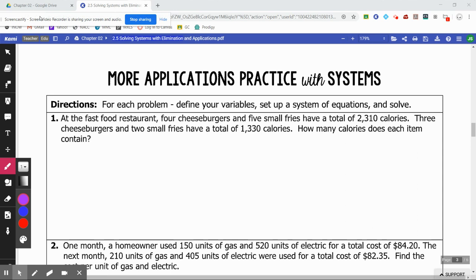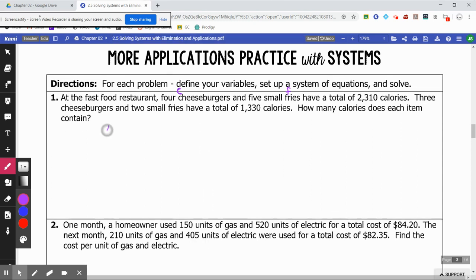So step number one, at a fast food restaurant, 4 cheeseburgers and 5 small fries is 2,310 calories. 3 cheeseburgers and 2 small fries have a total of 1,330 calories. How many calories do each contain? So our two unknowns here would be the cheeseburgers, which we can let be C, the calories in a cheeseburger, and then the calories in the fries, which we'll let be F. So that's your two unknowns.